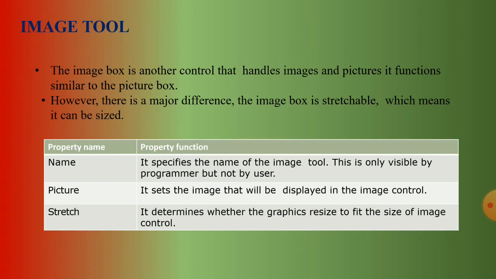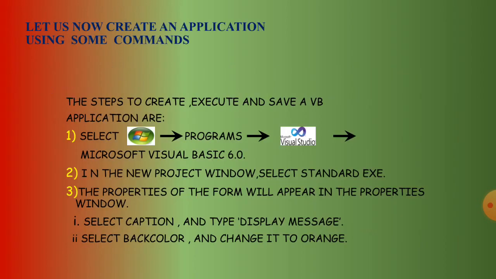Okay, so that is the difference. The major difference is that the image box is stretchable, which means it can be sized, whereas the picture box cannot be. To observe the difference between an image and a picture, we can draw small figures on the form window and run it. Automatically we can understand the difference between the two, the image tool and the picture tool.